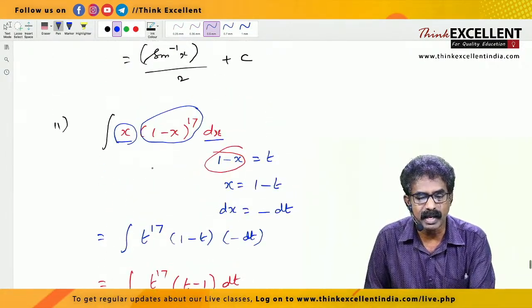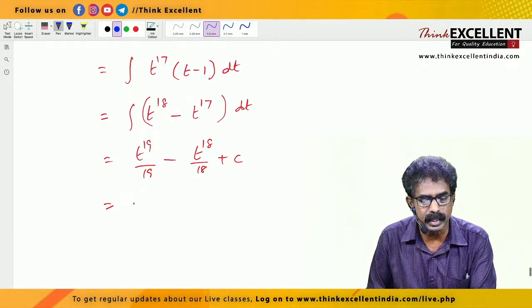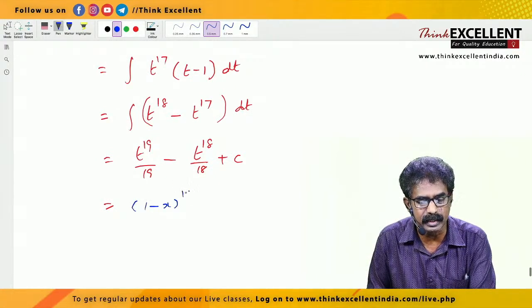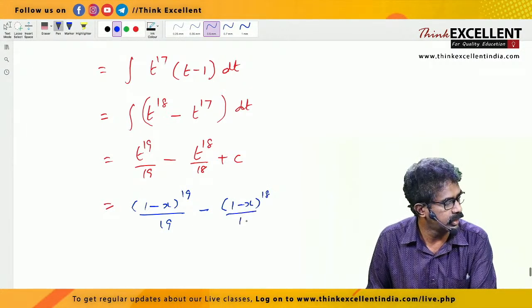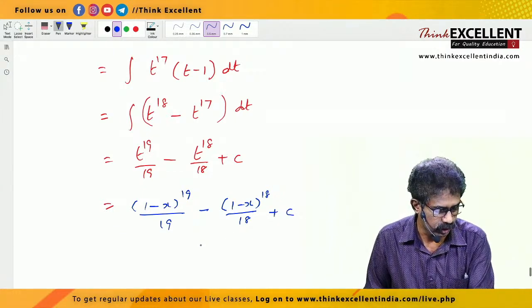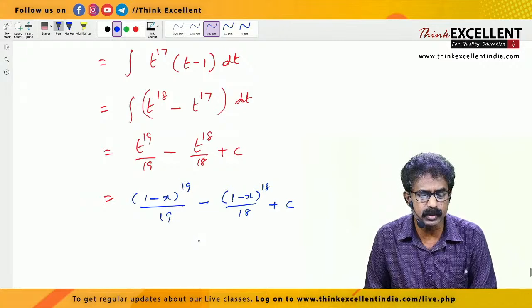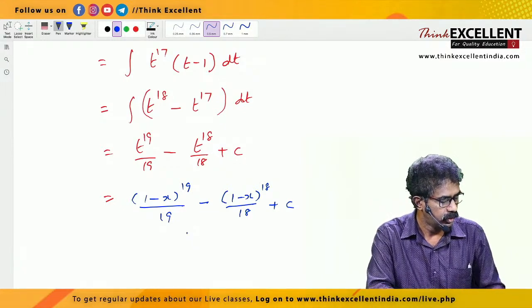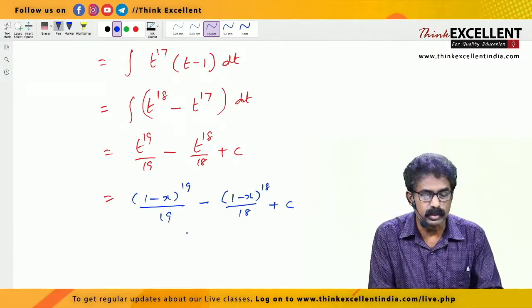So now substitute the value for t: 1 minus x. So you will get 1 minus x raised to 19 by 19 minus 1 minus x raised to 18 by 18 plus c. Okay. So this is the answer for this question. This is question number 11. Okay, we are going to take another 1 or 2 questions.